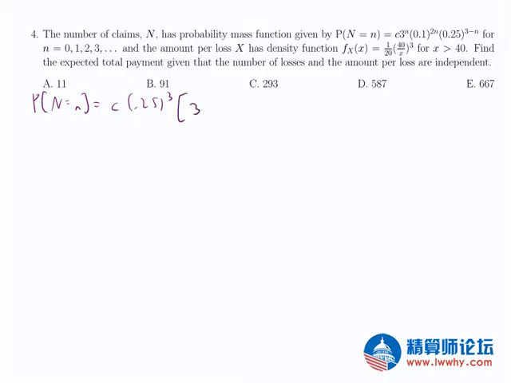I have 3 raised to the nth. I have 0.1 raised to the 2n. So that's really going to be 0.1 squared raised to the n. And I have 0.25 raised to the negative n. So that's 1 over 0.25, that's being raised to the nth power.